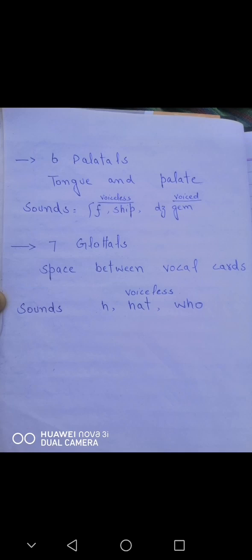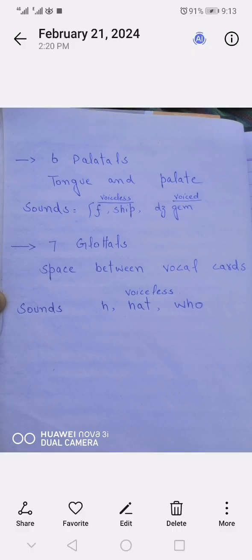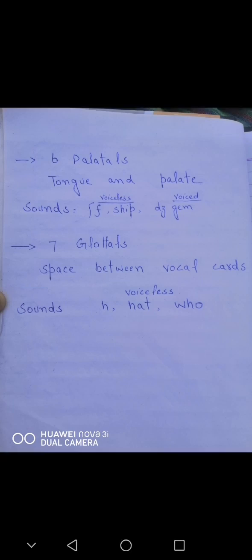So last but not the least is glottals. So these are sounds produced without articulators, but air passes from the windpipe through the vocal cords. Sounds like hello, ha, hat, ho.